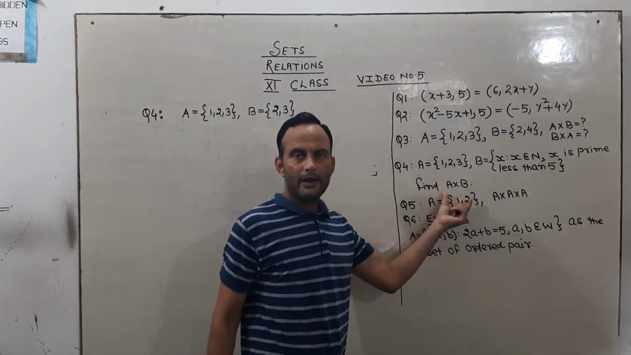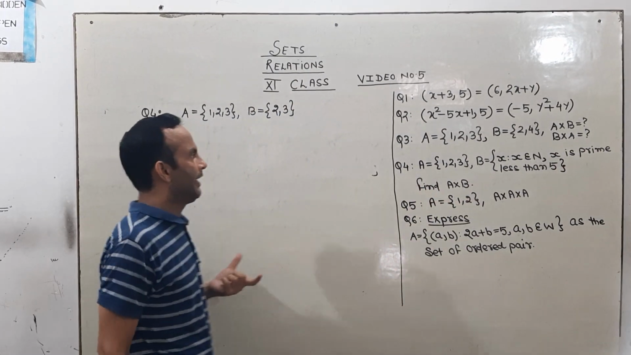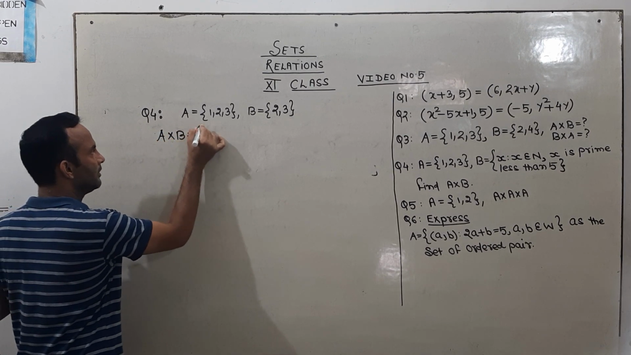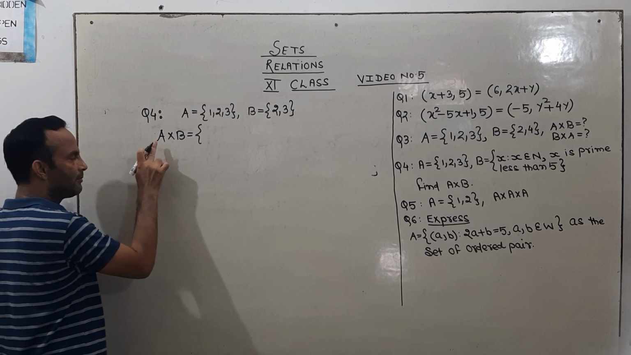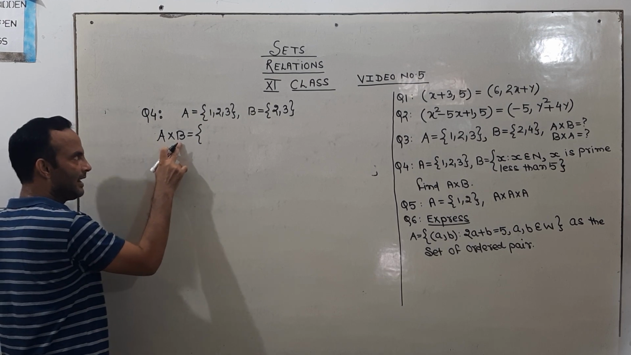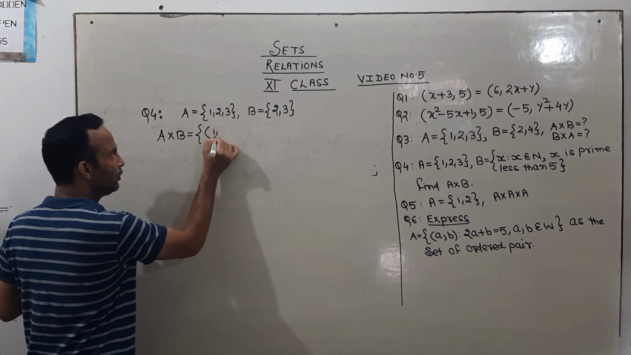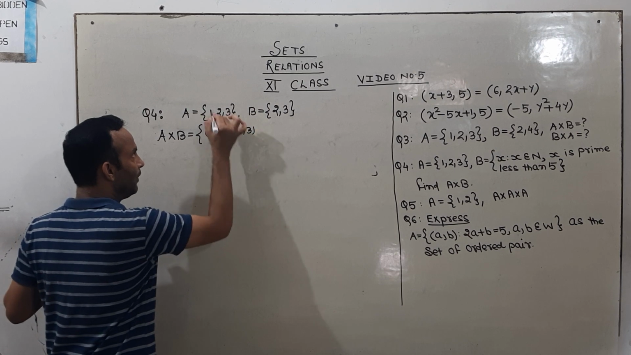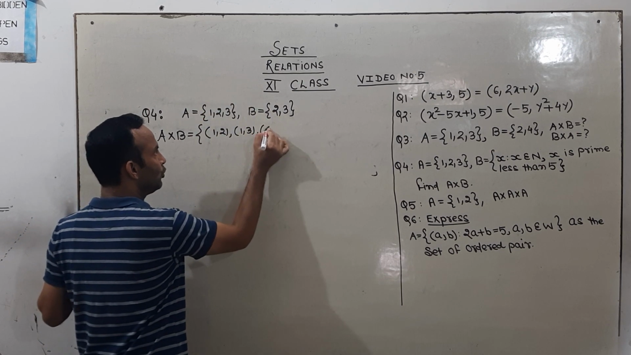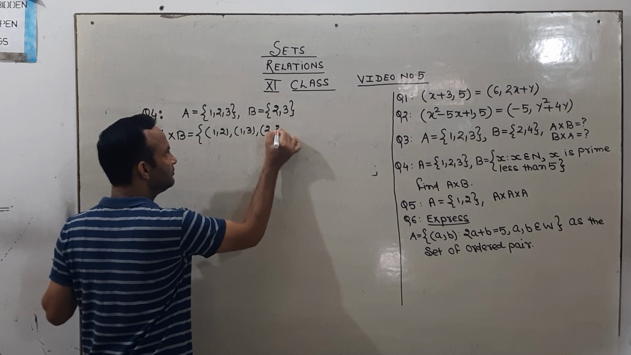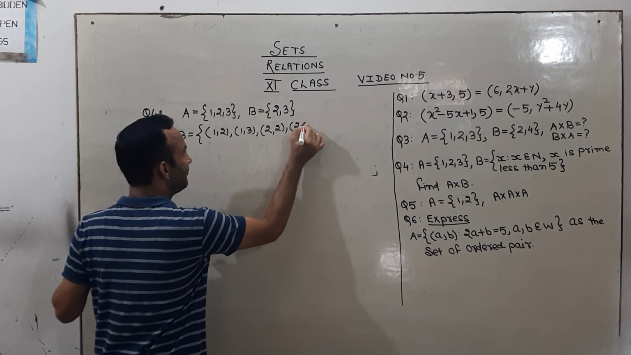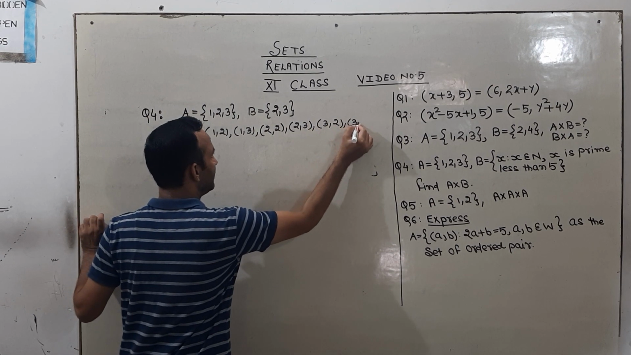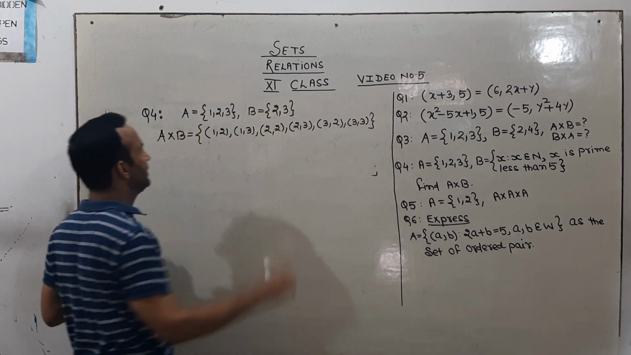Now we have to find A cross B, means the Cartesian product between A and B. The first element must belong to the set A and the second element belongs to the set B. So 1, 2; 1, 3; 2, 2; 2, 3; then 3, 2 and 3, 3. Okay? Now see the next problem.